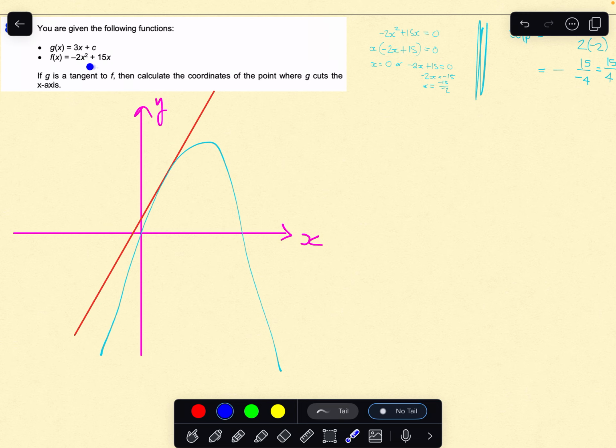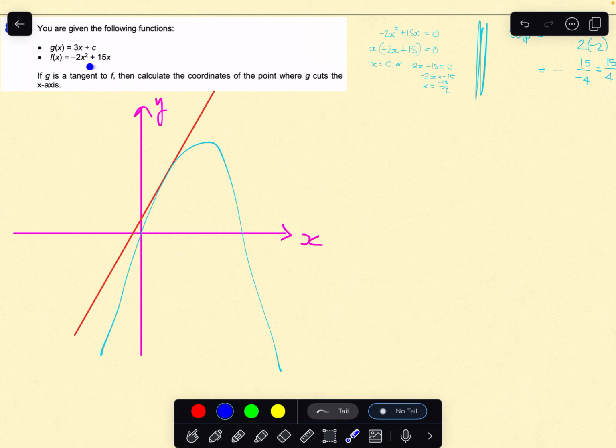And then we want to solve: when is f prime, when is the gradient of the parabola equal to 3? So that will be minus 4x plus 15 is equal to 3. Minus 4x is equal to 3 minus 15, which is minus 12. And so we find that the gradient is equal to 3 when x is equal to 3.